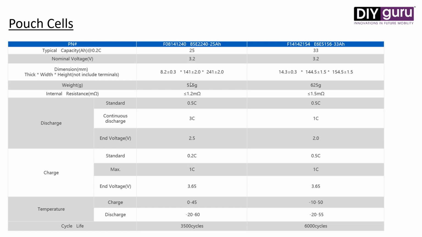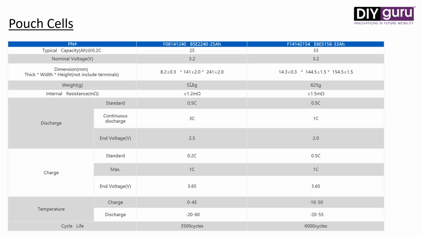These are the pouch cells. Pouch cells, you would see that they are mostly used in electronic items, mostly in laptops and mobiles. So these are the features of pouch cells.